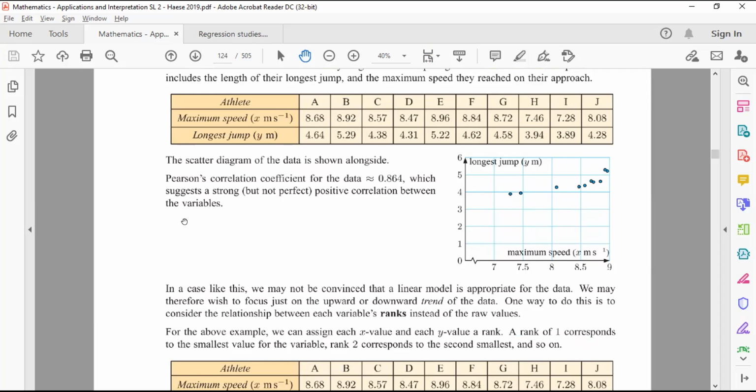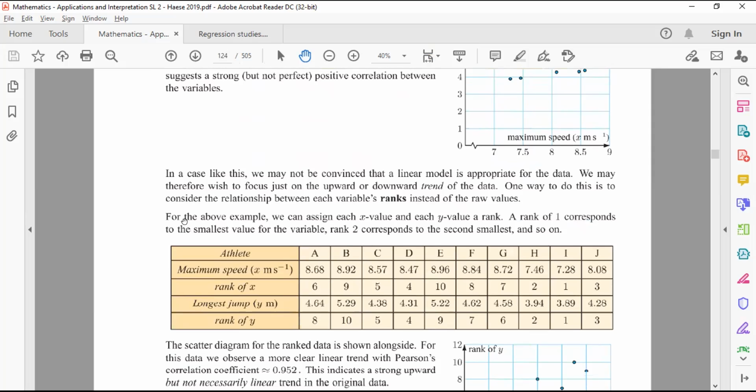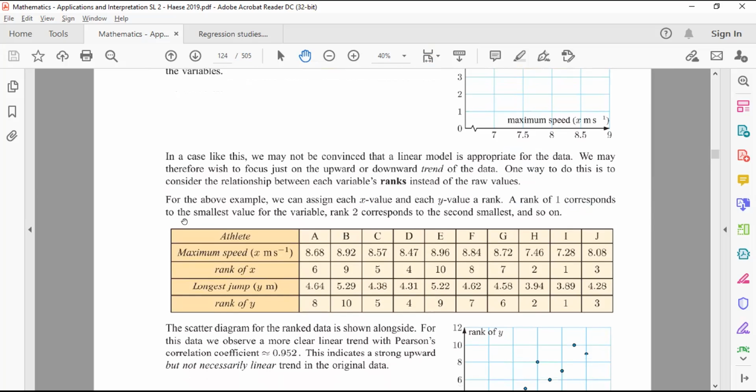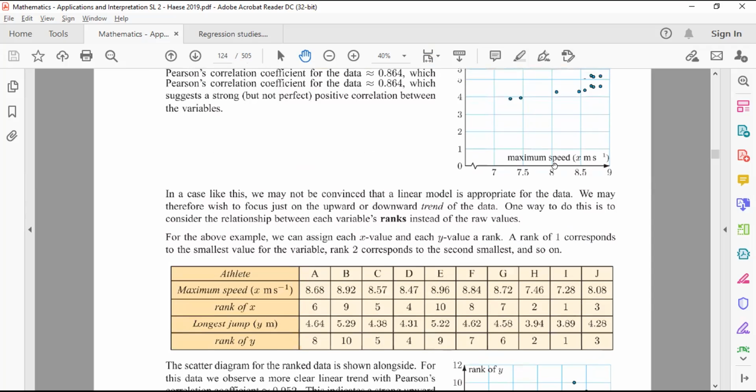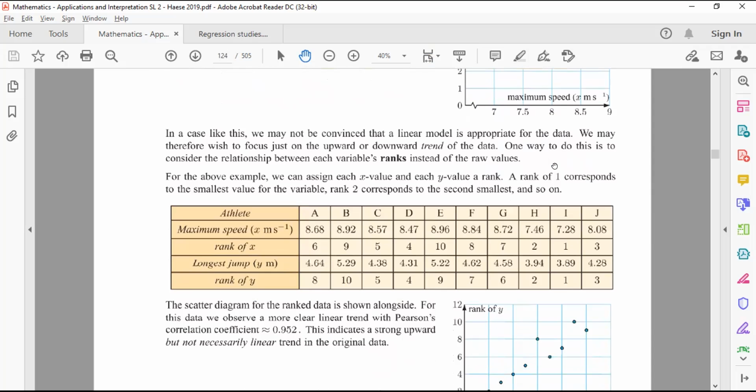See, the Pearson correlation coefficient for the data is 0.864, which suggests a strong but not perfect positive correlation between the variables. In this case, we may not be convinced that a linear model is appropriate for the data. You are not convinced because of that 0.864. We may therefore wish to focus just on the upward or downward trend of the data. One way to do this is considering the relationship between each variable's ranks instead of the raw values.